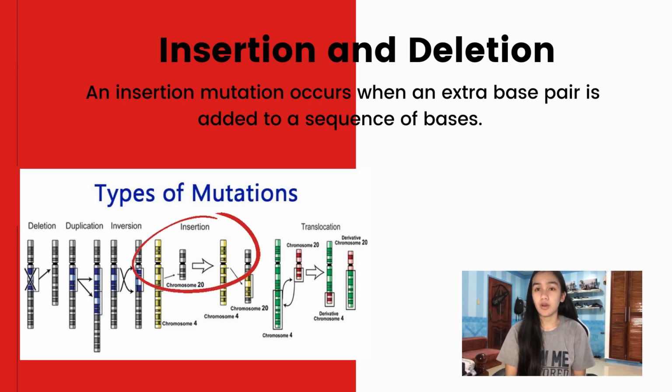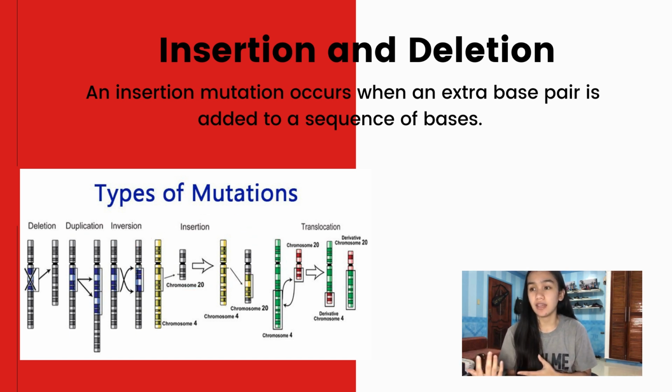The second type of point mutation is the insertion and deletion. So an insertion mutation occurs when an extra base pair is added to the sequence of bases. So the insertion we can see at my side. So that is in the center, that is the insertion.